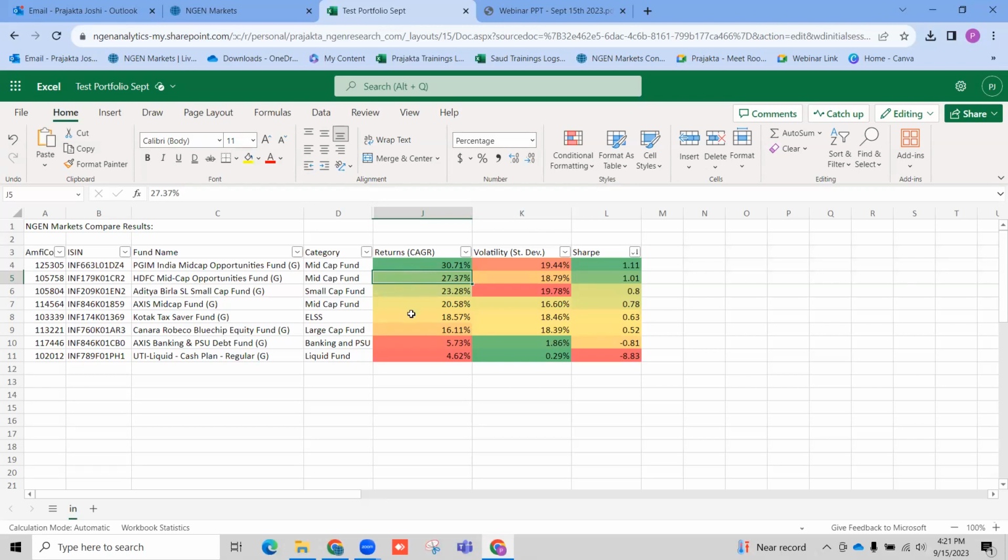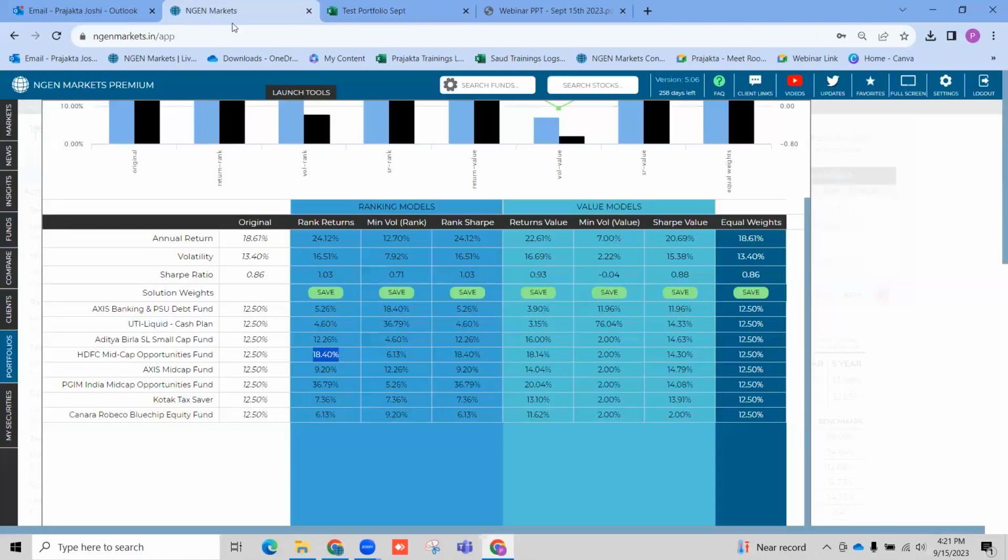Similarly, if you see the difference between these two funds, right? Let's say this one, Axis Mid Cap and Aditya Birla Small Cap. The actual return differential is a 23% return generated by one particular fund, and the other fund has generated a 20% return. So 23 versus 20, only a 3% return differential. But in ranking models, if you see, this particular Axis Mid Cap has been given a 9% weightage.